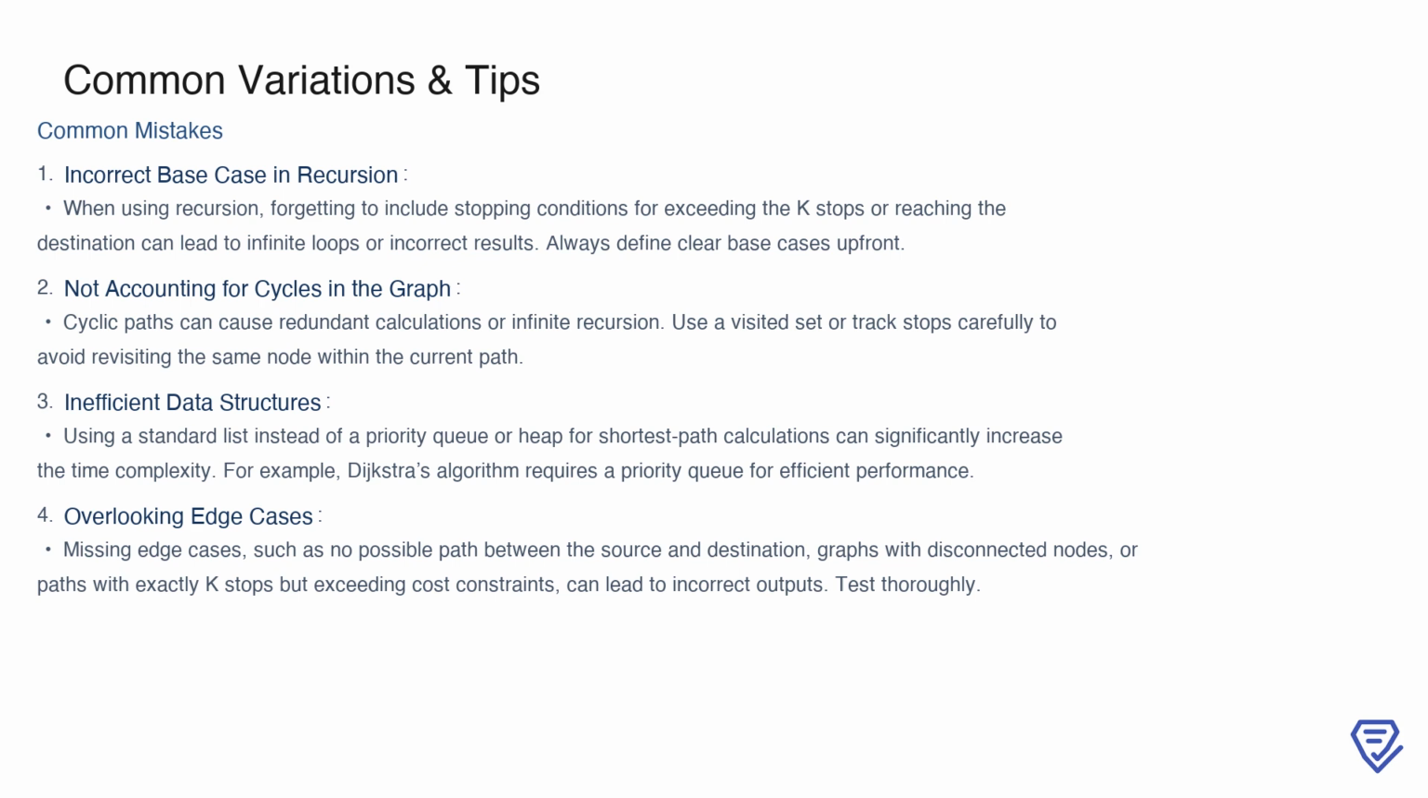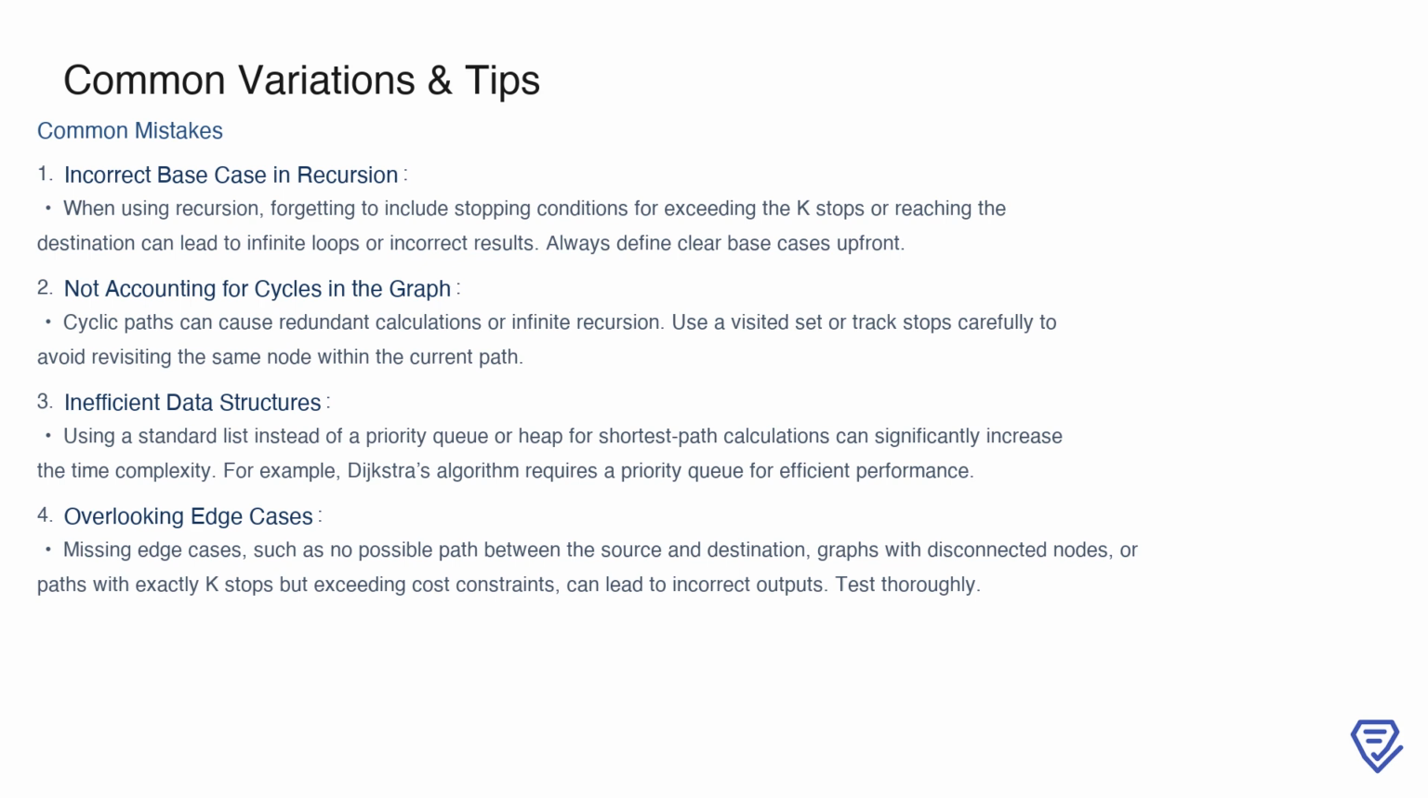outcomes. Another frequent issue is not accounting for cycles in the graph. Cyclic paths can lead to redundant calculations or infinite recursion, so it's important to track visited nodes or carefully manage the number of stops within the current path. Additionally, the choice of data structures can significantly impact performance. Using a standard list instead of a priority queue or heap, for example, can drastically increase the time complexity of shortest path calculations, especially when implementing algorithms like Dijkstra's.